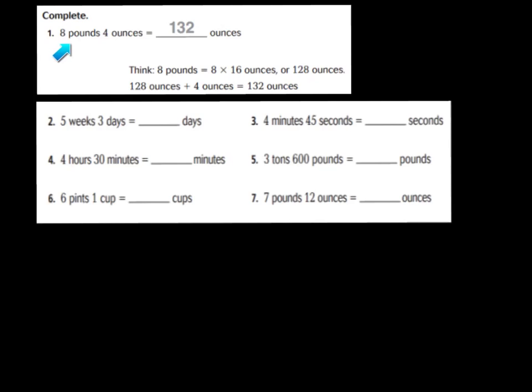But let's look back at our question. It says 8 pounds, 4 ounces. So we had to find the total of ounces for 8 pounds. So the 8 pounds would be 128 ounces plus my 4 ounces here. So 128 plus 4 would give me my 132 ounces.